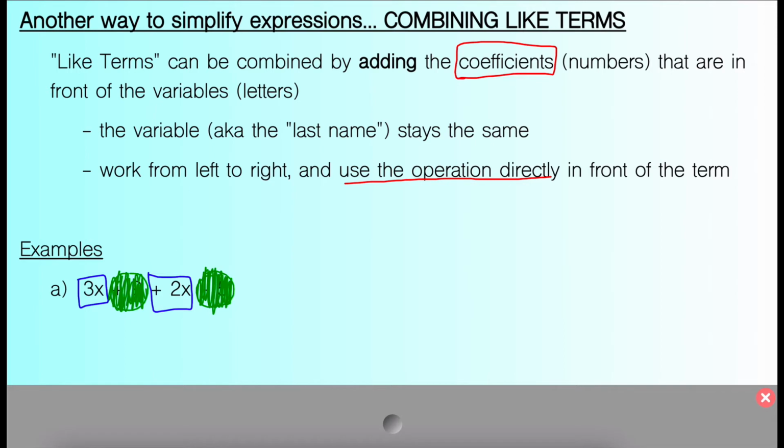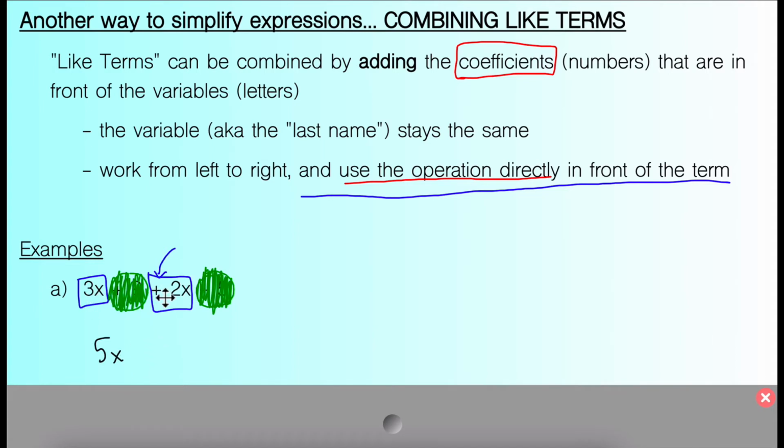You'll notice when I circled this term, I also circled the plus sign that's in front of the 2x. That's this part of my notes: use the operation that's directly in front of the term. Right in front of this 2x is a plus sign. So that plus goes with the 2x. Now I know that to combine 3x and 2x, I am going to add them together. 3x plus 2x is 5x. 3 apples plus 2 apples, 5 apples, 5x.